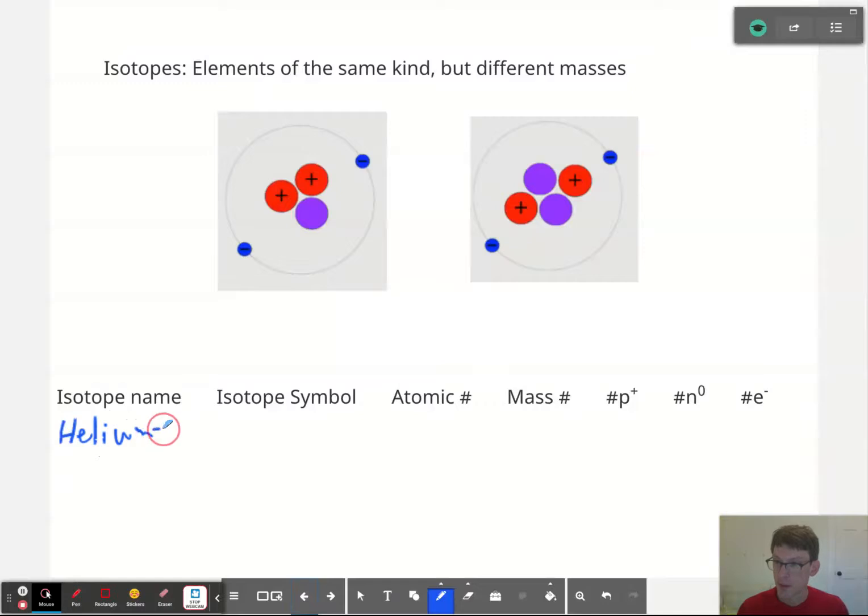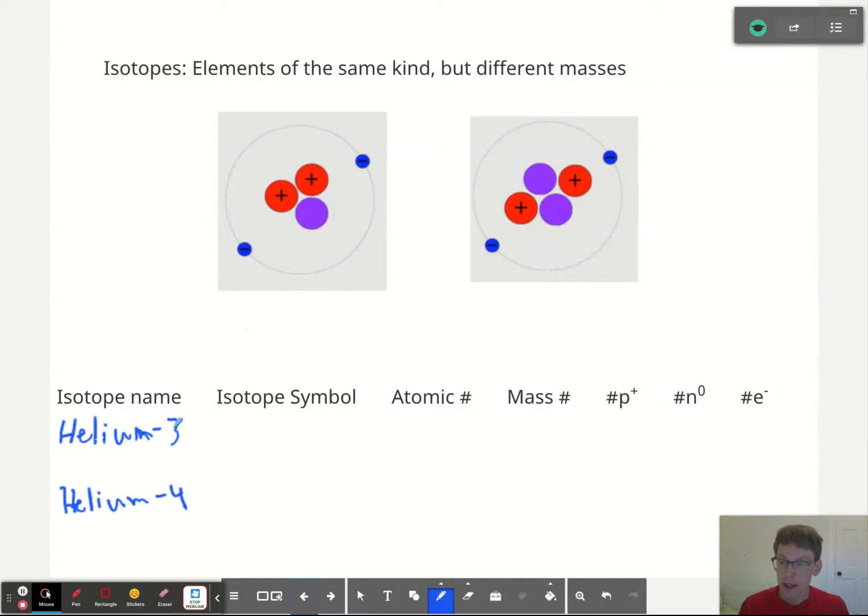What I need to do to distinguish one from the other is to recognize that one of them has 3 particles in the nucleus, and the other one has 4. So helium-3 and helium-4 are my 2 different names for these isotopes.